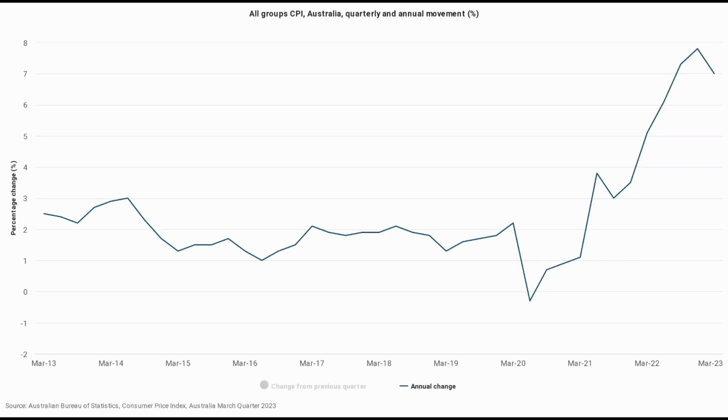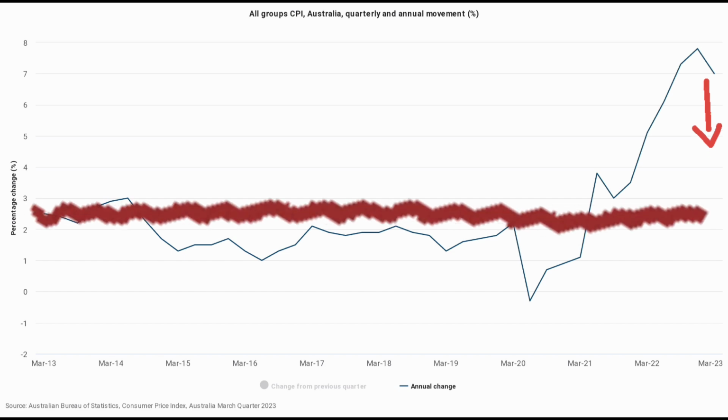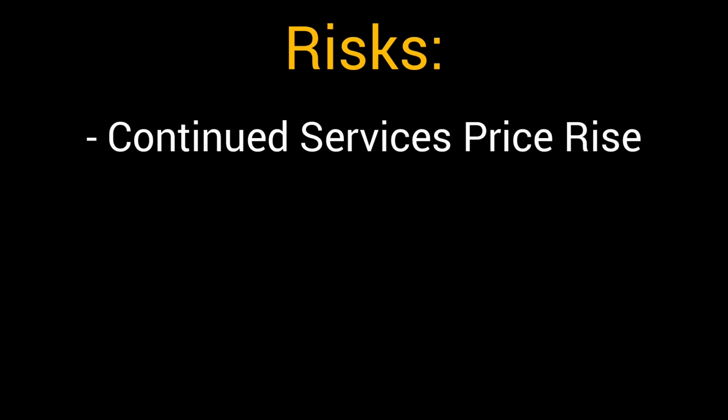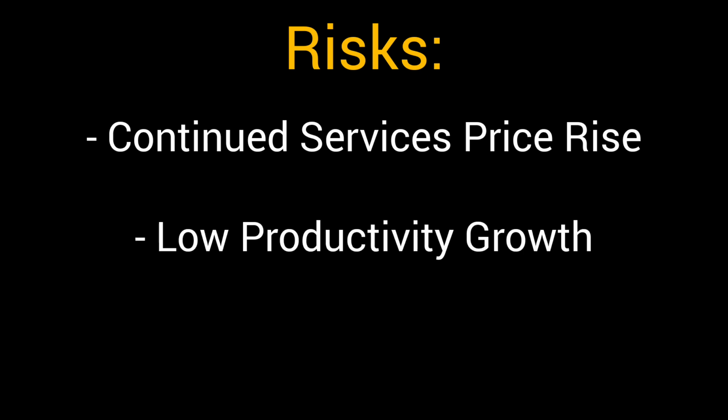The RBA expects inflation to fall but stay above its target until mid-2025. But there are risks that could make inflation worse than expected. For example, service prices could rise faster than goods prices in Australia, as they have done in other countries. Productivity growth could stay low, which means that firms can produce less with more resources.